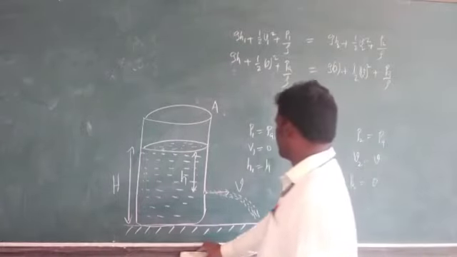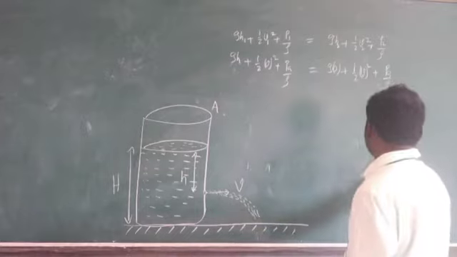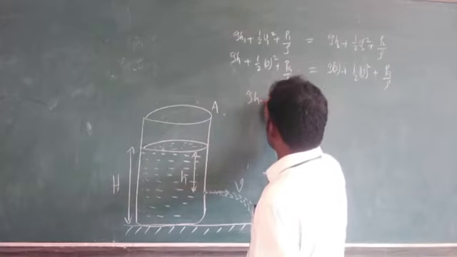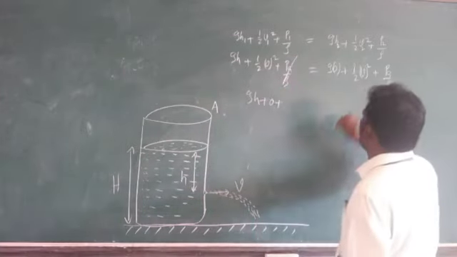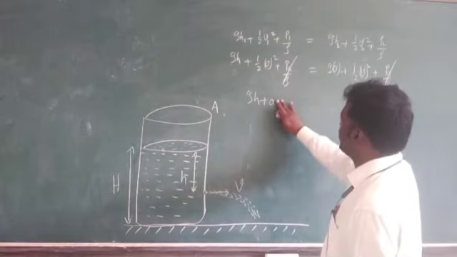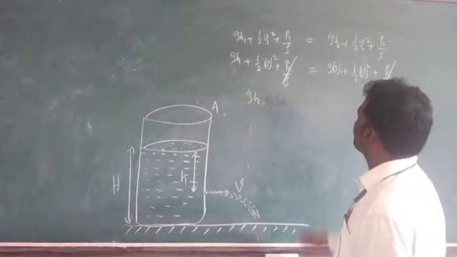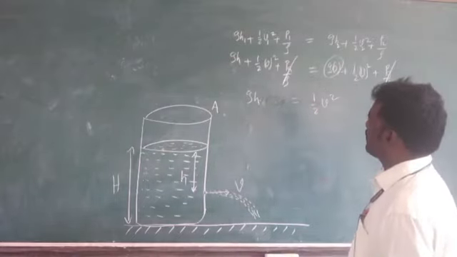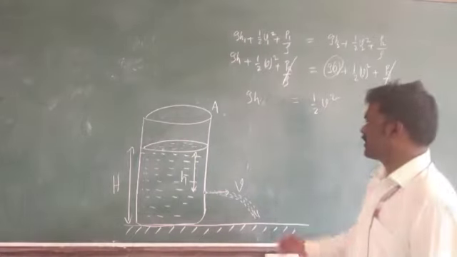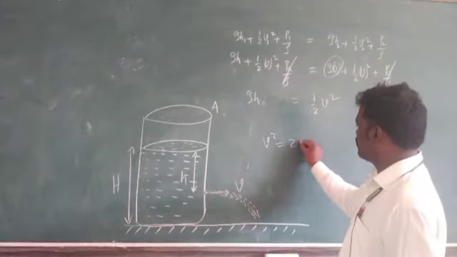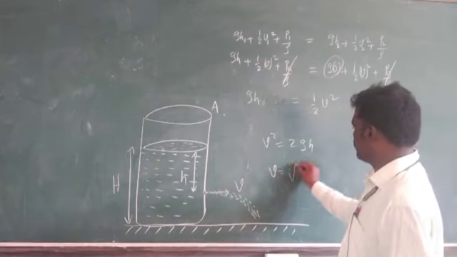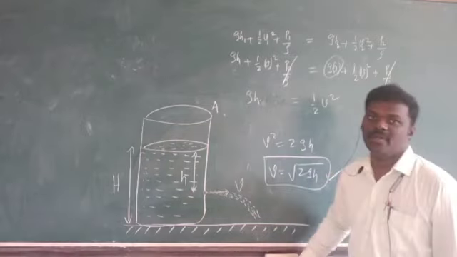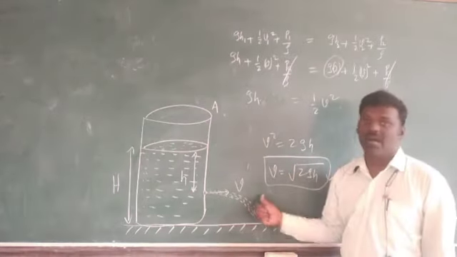So from that we get the equation: gH plus 0, the PA by rho terms cancel, equals half V squared. So V squared equals 2gH, so V equals root over 2gH. This is the speed of efflux, the speed with which the fluid comes out from this tank.